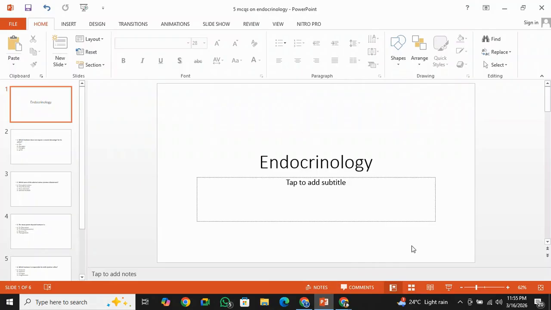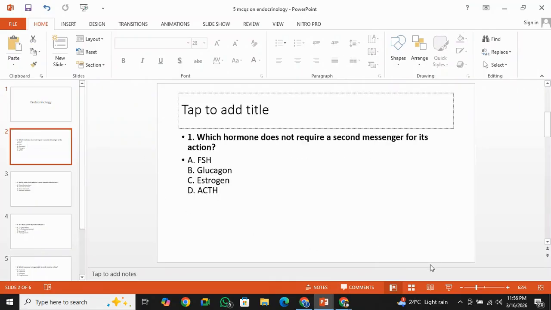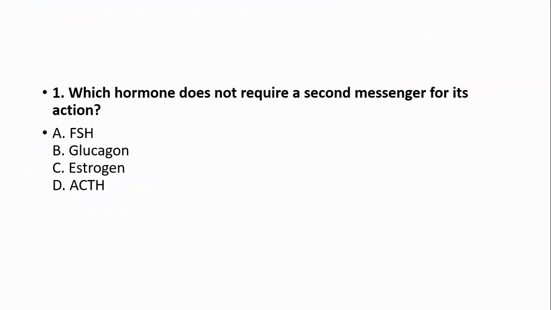The first 5 MCQs are here from endocrinology. This is the first question: which hormone does not require a second messenger for its action? These are your options: A. FSH, B. Glucagon, C. Estrogen, D. ACTH. Any guesses? The answer is C.